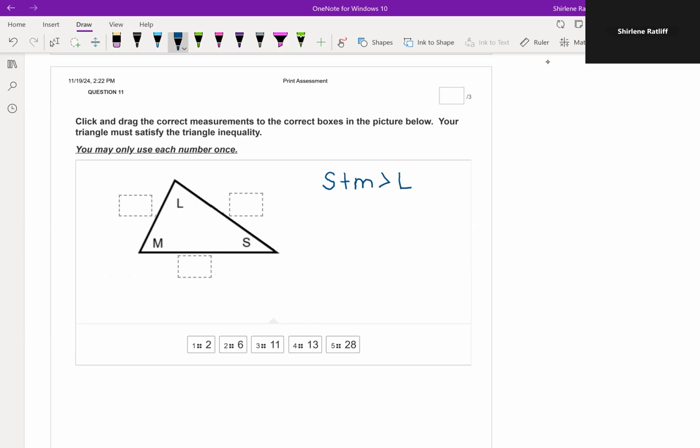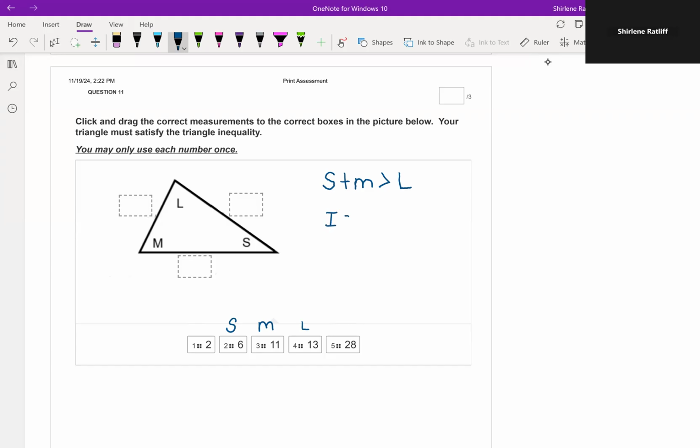So this is purely guess and check until you pick numbers from this list down here so that the small plus the medium is greater than the large. All right, and I've taken a minute and looked over my options, and I'm going to use the 6 for my small, the 11 for my medium, and the 13 for my large. All right, so let me check and see.